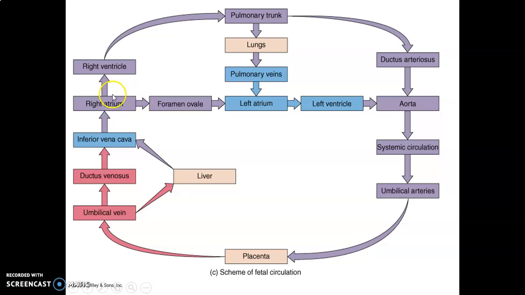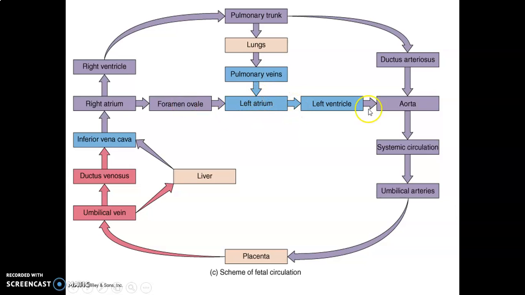Most of the blood from the right atrium will get into the left atrium via the foramen ovale. This is in the fetus. We don't need a lot of blood going to the lungs, so no need to have a lot of blood going to the right ventricle. Why? Because the lungs have not developed. So most of it from the right atrium will go to the left atrium through the foramen ovale.